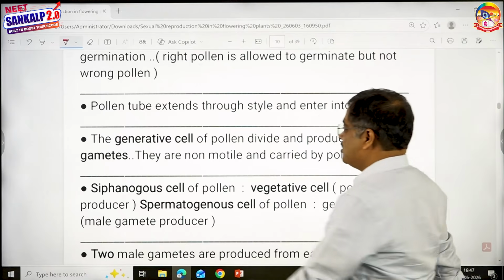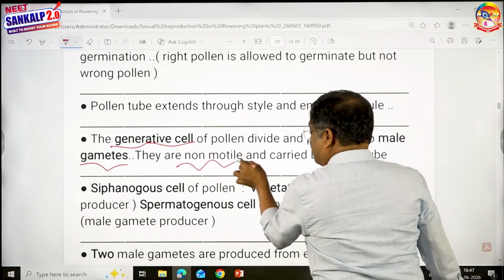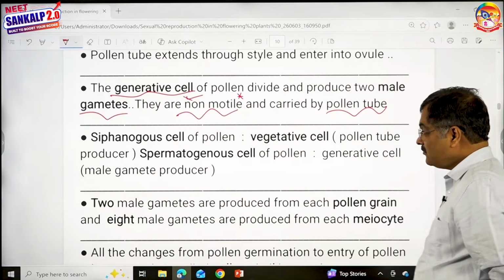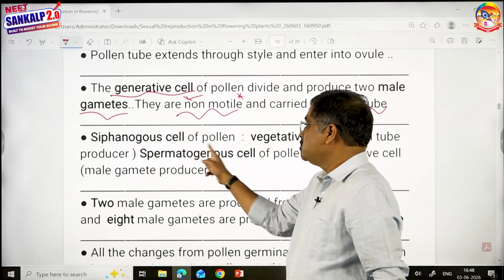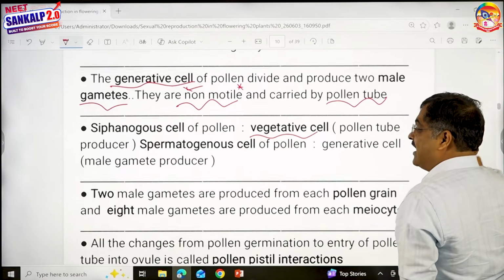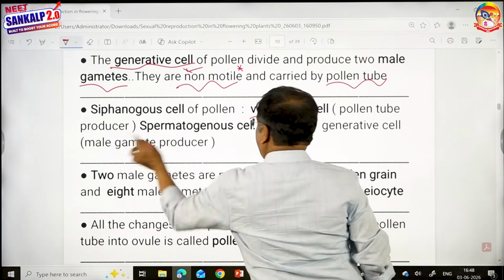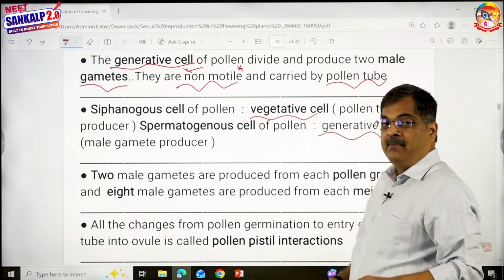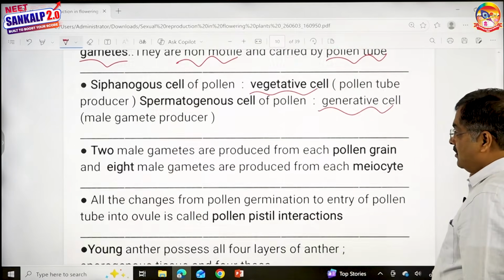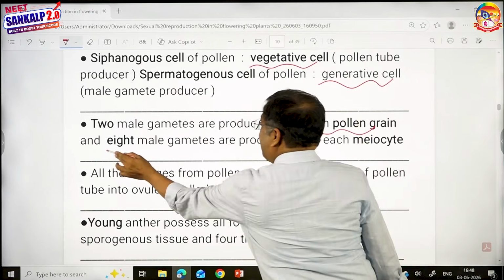We already discussed that the generative cell of the pollen divides and produces two male gametes. They are non-motile, remember, and are carried by the pollen tube. This is called siphonogamy. What is the cell which produces the pollen tube? Siphonogenous cell, the vegetative cell, because it produces a pollen tube. Then what is the spermatogenous cell of the pollen grain? The spermatogenous cell of the pollen grain is the generative cell, because it is the generative cell which divides and produces two male gametes.